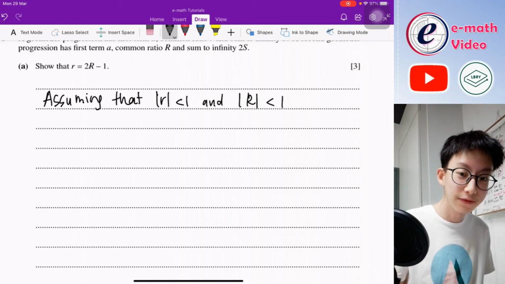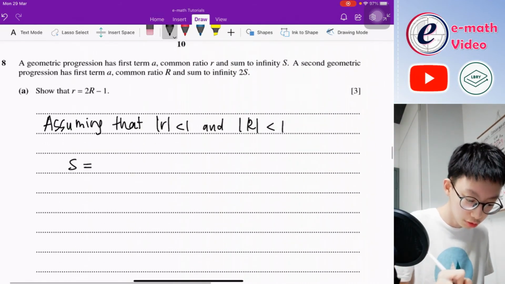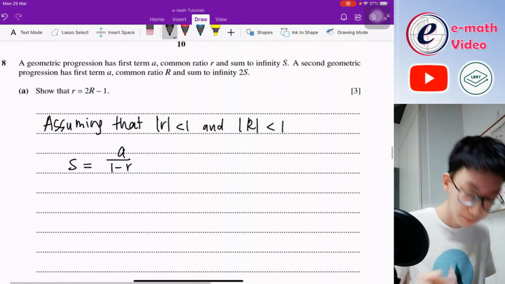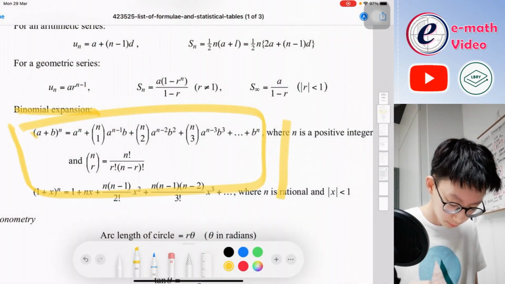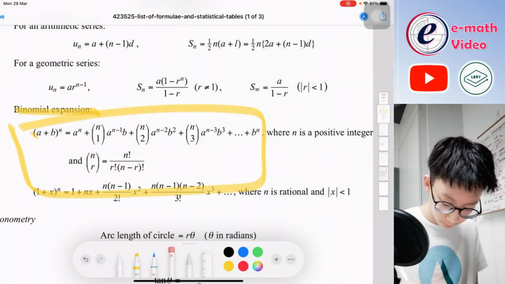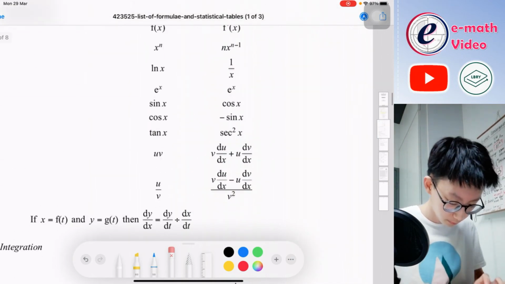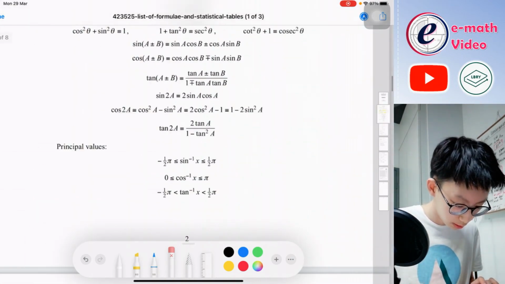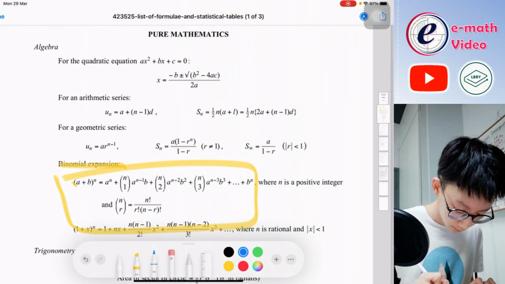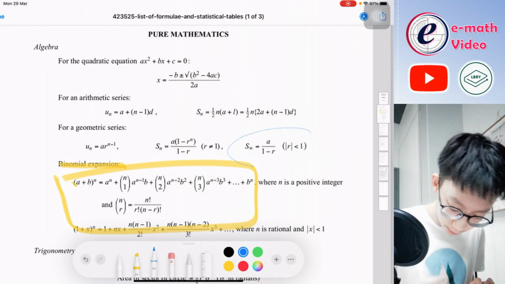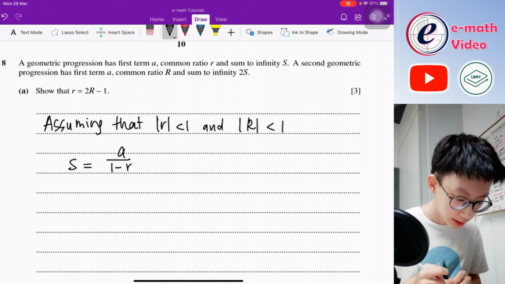The sum of the first series, it told you is S, right? Sum to infinity is equal to a over 1 minus r. This is from the formula list, and I think it is given. Oops, sorry. Where is the... Did they give you the geometric progression? Yep, it is here. This one, sum to infinity. Okay, so come back here.